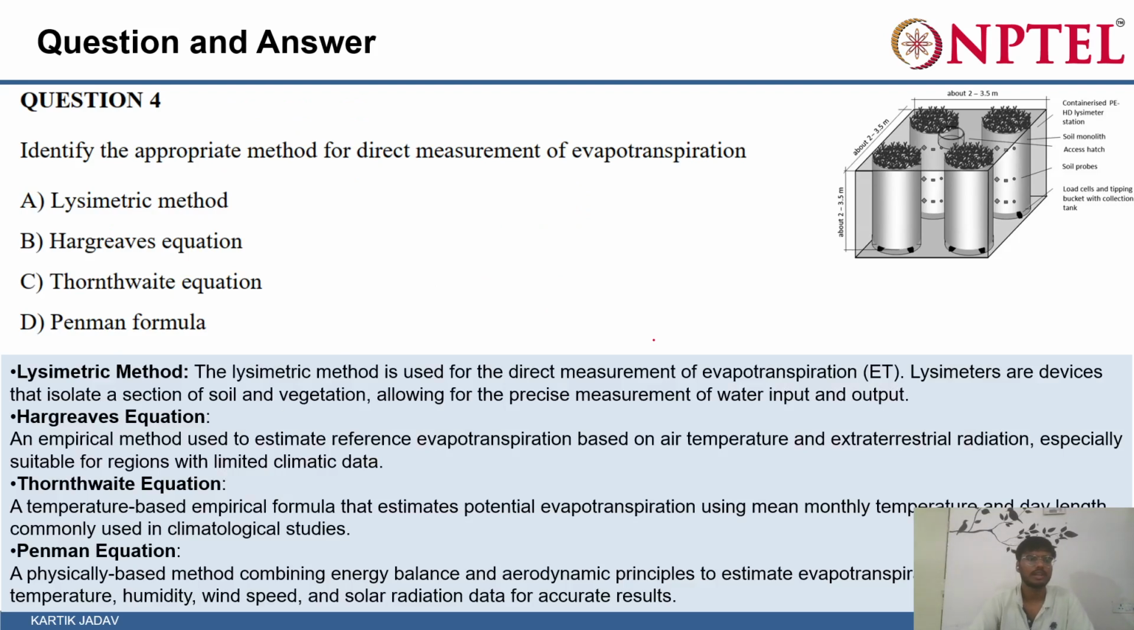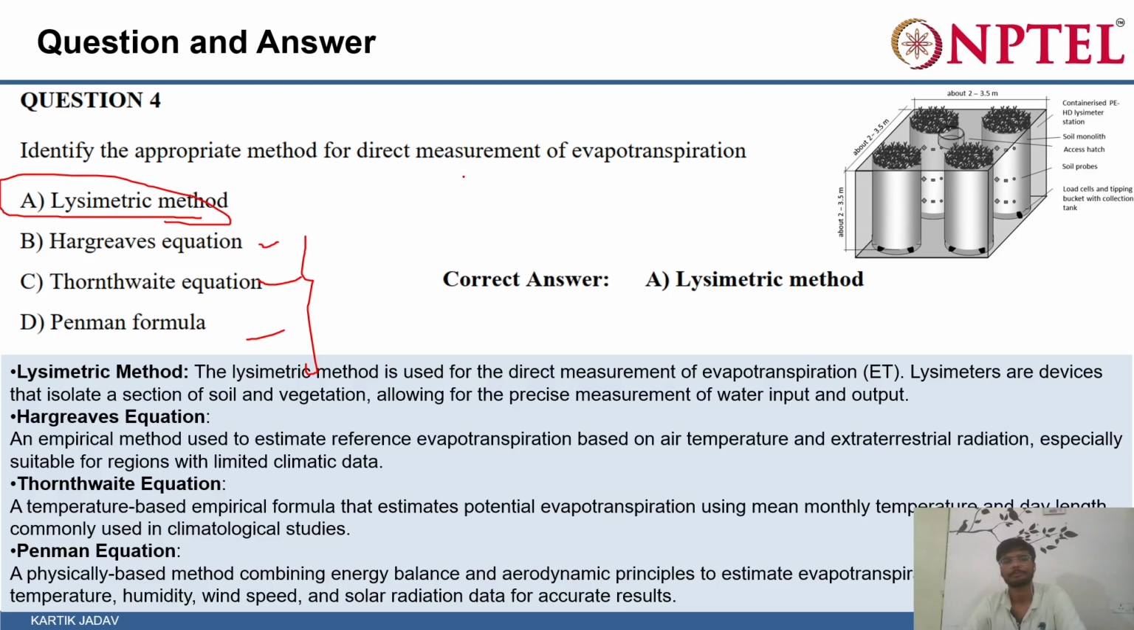Question number 4: identify the appropriate method for direct measurement of evapotranspiration. So we know that the Hargreaves, Thornthwaite, and Penman formulas are indirect, measurement-based methods that basically require temperature, radiation, and other environmental data, while the lysimeter method is the most commonly used direct method to measure evapotranspiration. So the correct answer is option A.